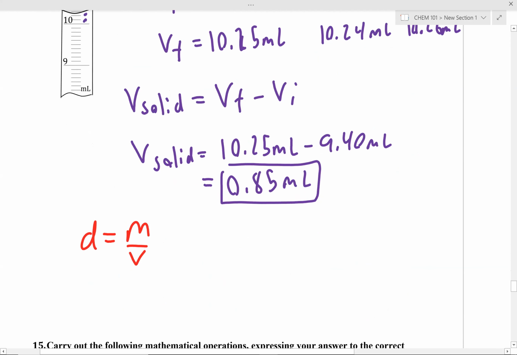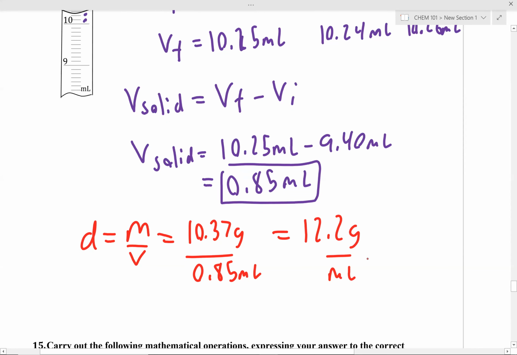If density is mass over volume, we plug in our mass of 10.37 grams. Do we know our volume? Yep, 0.85 milliliters. So that gives us 10.37 divided by 0.85. That gives us a density of 12.2 grams per milliliter that we have to round to 2 sig figs. So that gives us just 12 grams per milliliter.